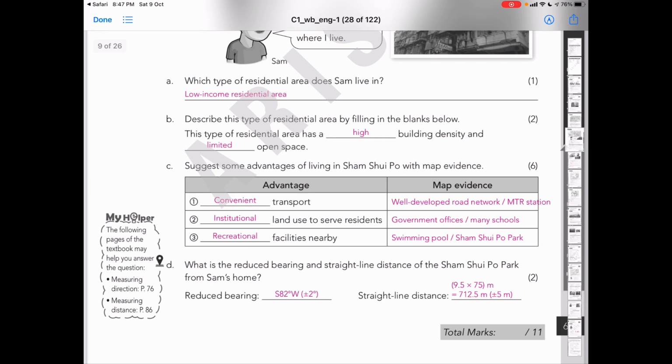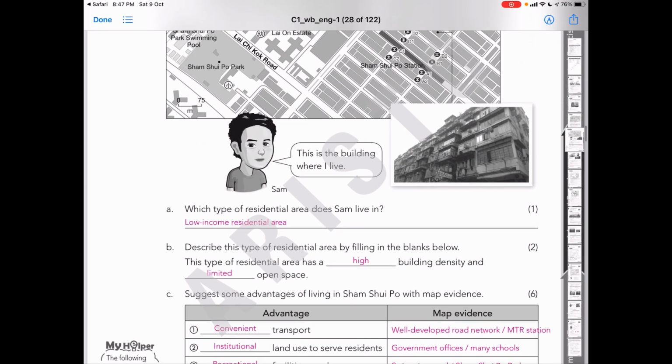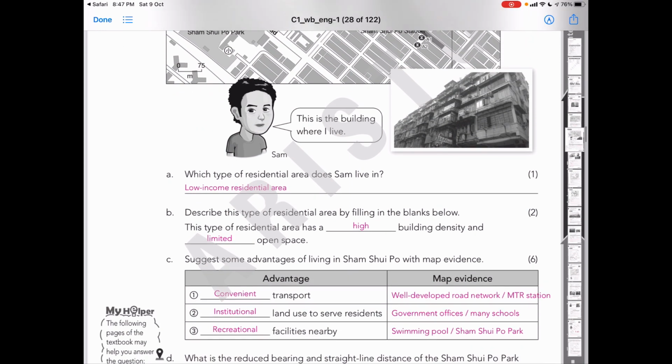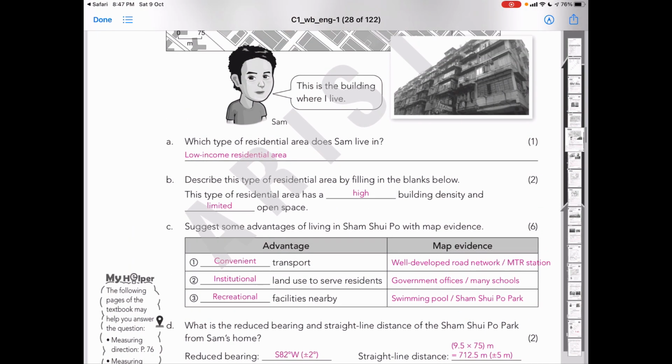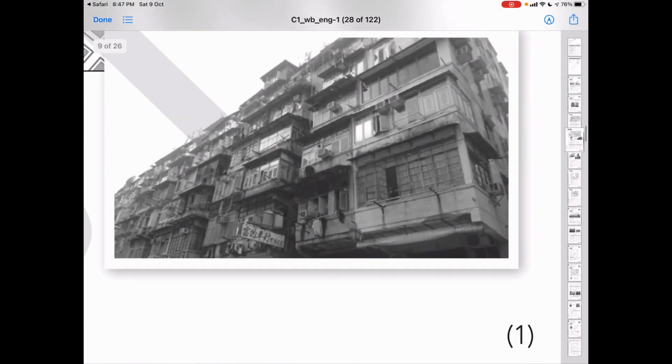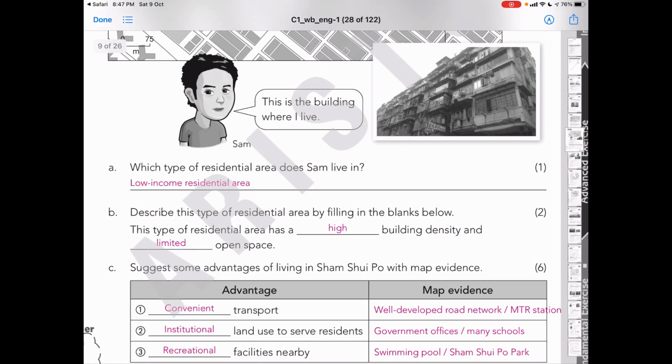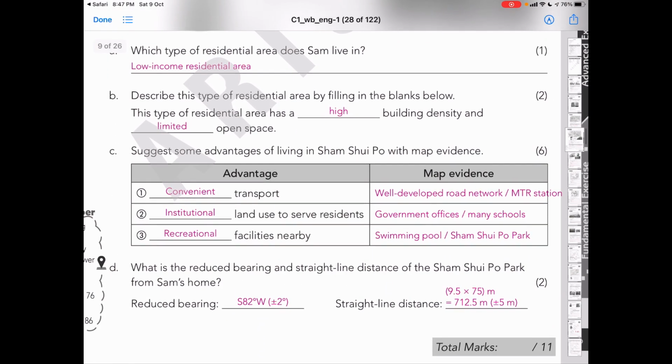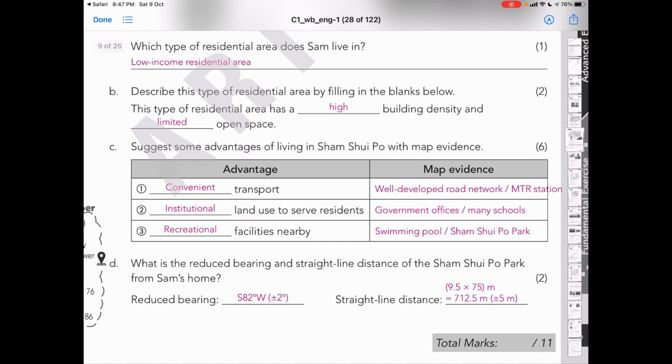Page 6 of your workbook, and you can find Sam, living in the low-income residential area. I think you can manage to answer this. Most of the time they have high building density, or you can say limited open space. How about the advantage of living here? Convenient transport, because we can go to the MTR station easily, and institutional land use which can serve the residents, just like Empire Link as well.